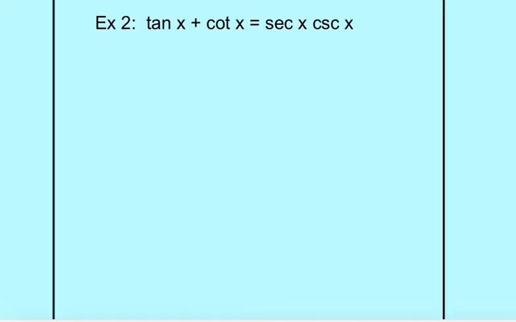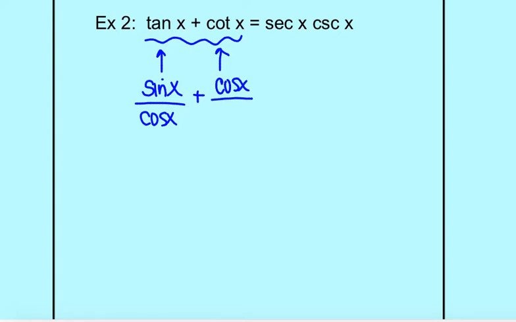Here's a second example. We're going to go ahead and start with the left-hand side. And we're going to convert this to all sines and cosines of x's. So I'm going to start off with this tangent of x. This tangent of x is the quotient identity. The quotient identity is the sine of x over the cosine of x. Then this guy here, the cotangent of x, is the same thing as the cosine of x over the sine of x.